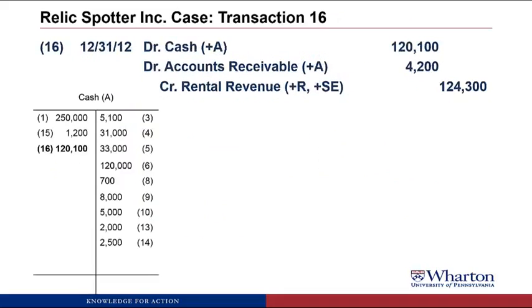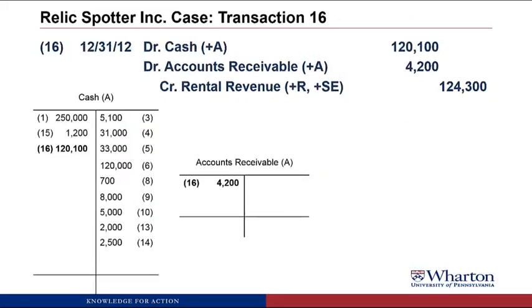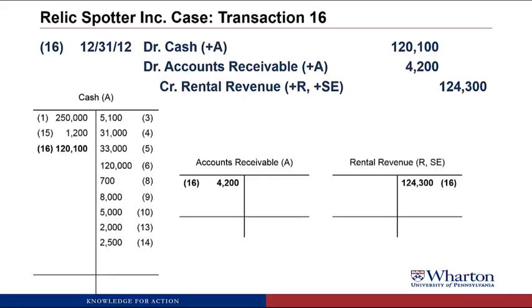Then to post this one, we have another debit to the cash account, another increase in cash. We create an accounts receivable account with a debit balance, and we create a rental revenue account, which is both a revenue and it's going to be part of stockholders' equity. That's why I've listed both. It has a credit balance, and we increase it with an initial credit.